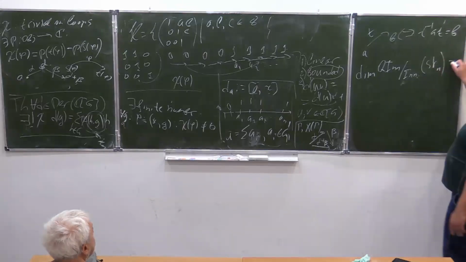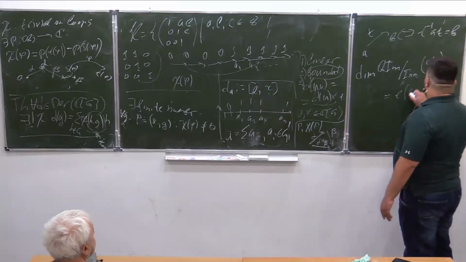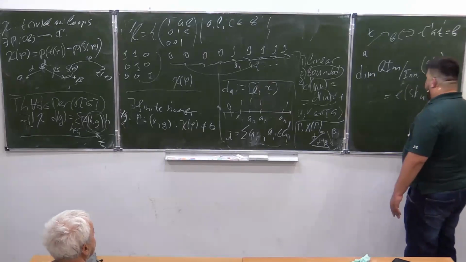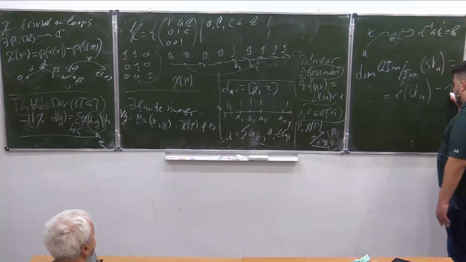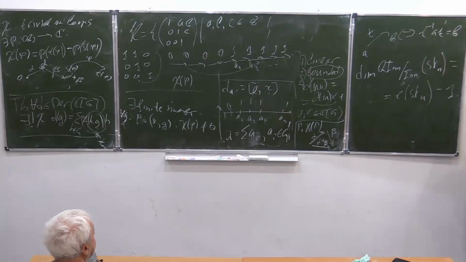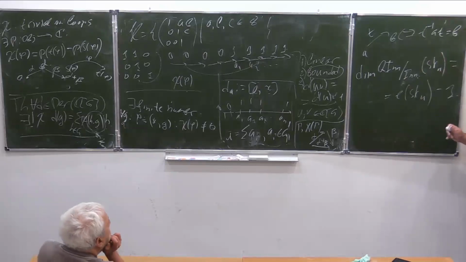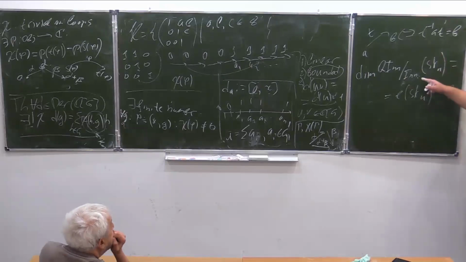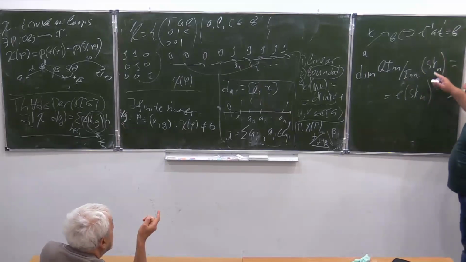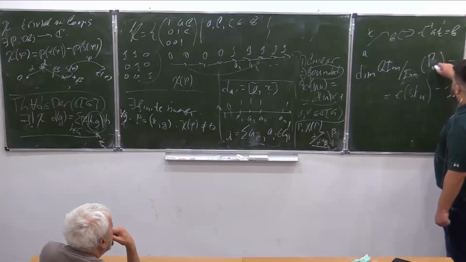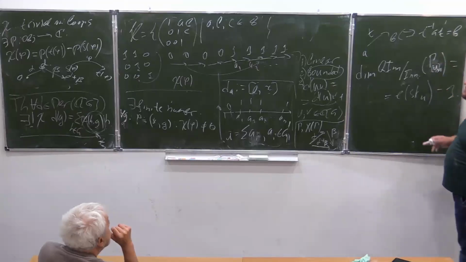This dimension is equal to the number of ends of the corresponding graph minus 1. This is not a very easy theorem, but I think it's rather beautiful to formulate it. So we take this quotient algebra, and what is it here? It is described in the following way.